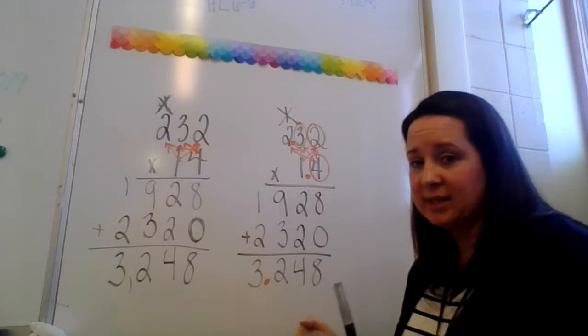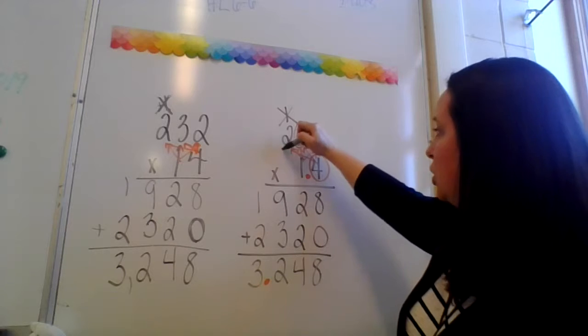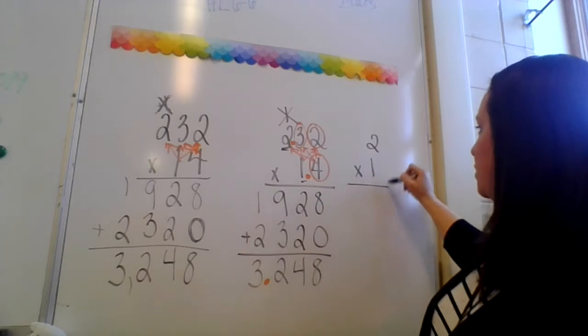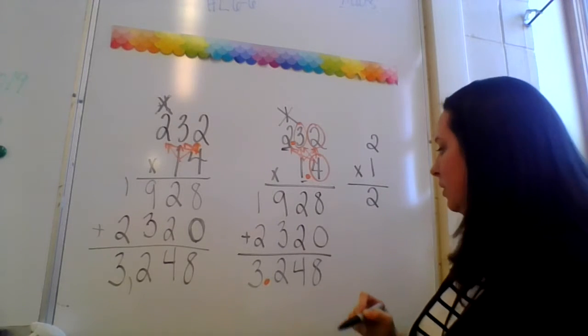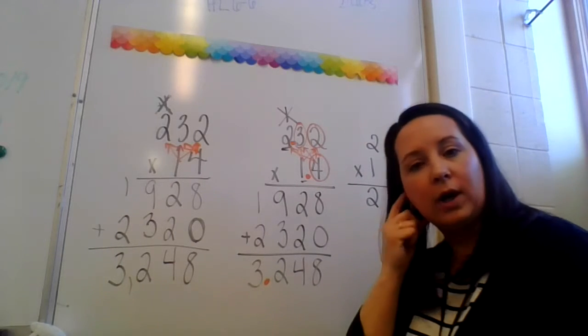Now, you can double check this by going back to the original problem and making an estimate. So this is 2 as the whole number, and this is 1 as the whole number. If I multiply 2 times 1, I'm going to get 2. 2 is decently close to 3.248.